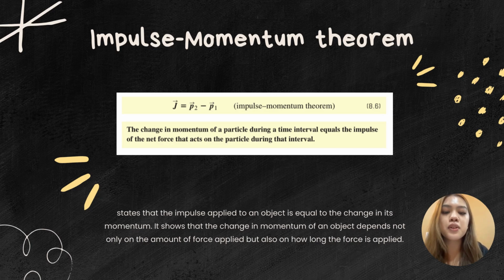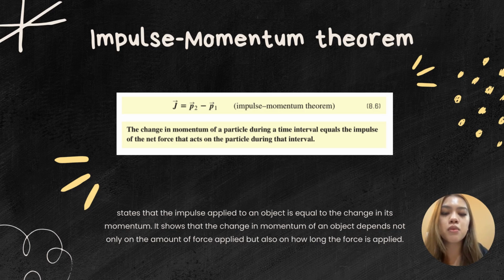So, what is the impulse momentum theorem? The impulse momentum theorem states that the impulse applied to an object is equal to the change in its momentum. It shows that the change in momentum of an object depends not only on the amount of force applied, but also on how long the force is applied.